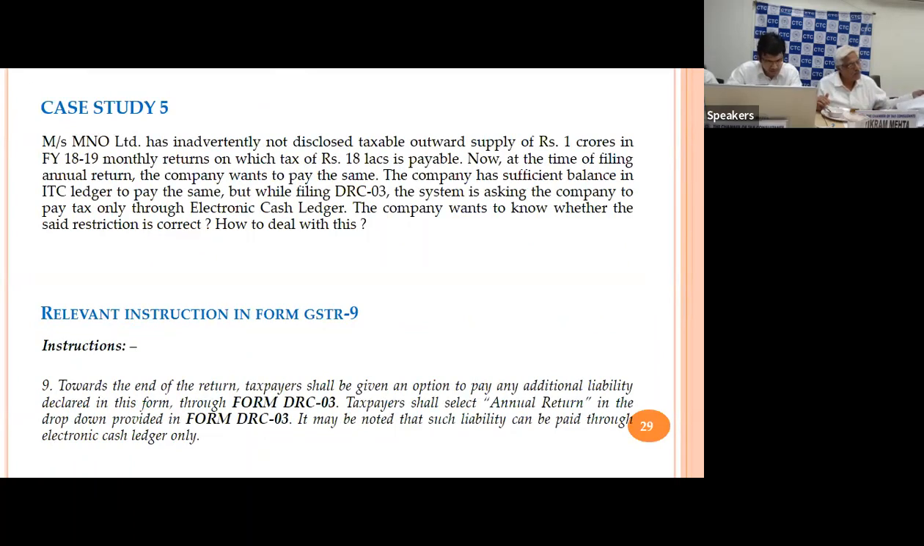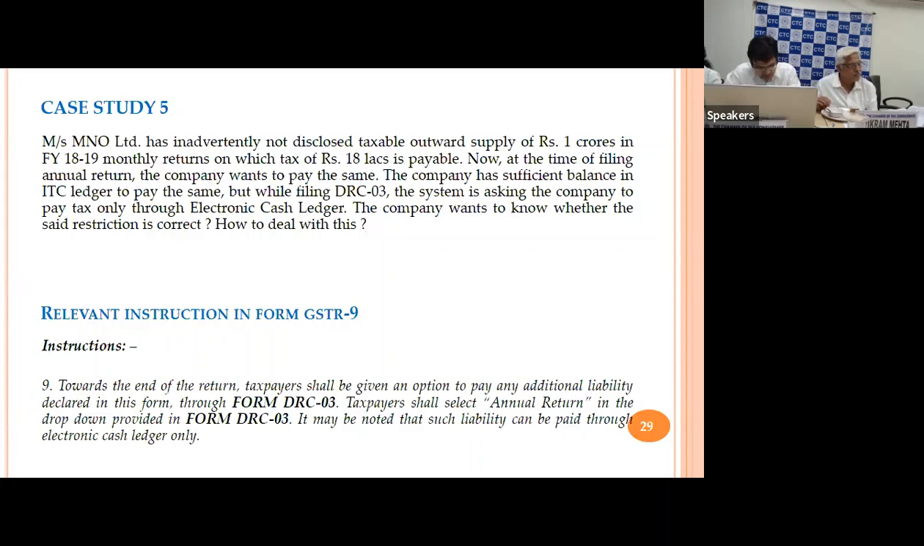Okay, so next case study. A company MNO has inadvertently not disclosed taxable outward supply of 1 crore in 18-19 monthly returns on which tax of 18 lakhs is payable. Now at the time of filing annual return, the company wants to pay the same.